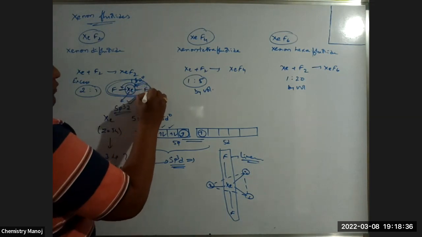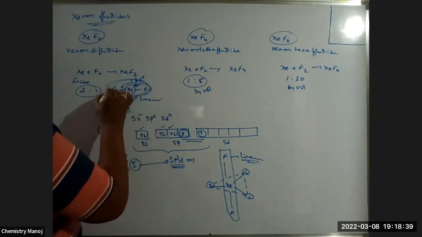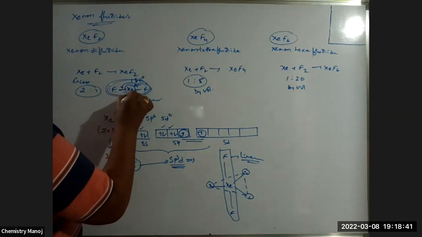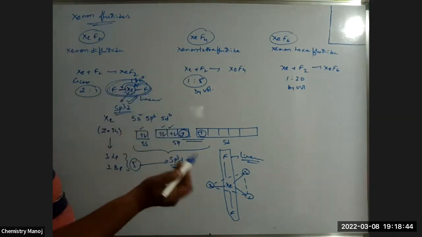Everywhere, fluorine has 3 lone pairs. Here, xenon also has 3. So the total is 9. How many total lone pairs of electrons? 9.